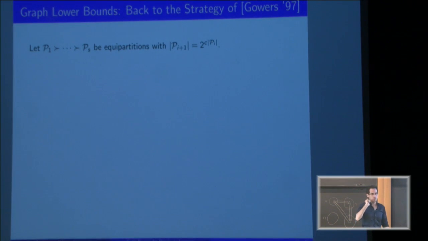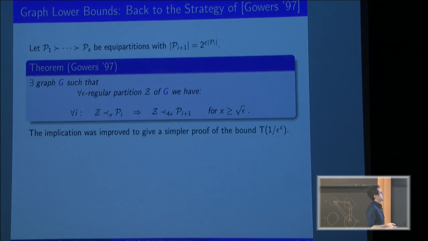Okay, so again, back to a more explicit version of what is Gowers' strategy in his 97 paper, proving the tower type lower bound for graph regularity. He fixes a sequence of refinements. Each partition there is a refinement of the previous partitions. All of them are equitable, all parts are of the same size, and the number of parts in each partition is exponential in terms of the number of parts of the previous partition.